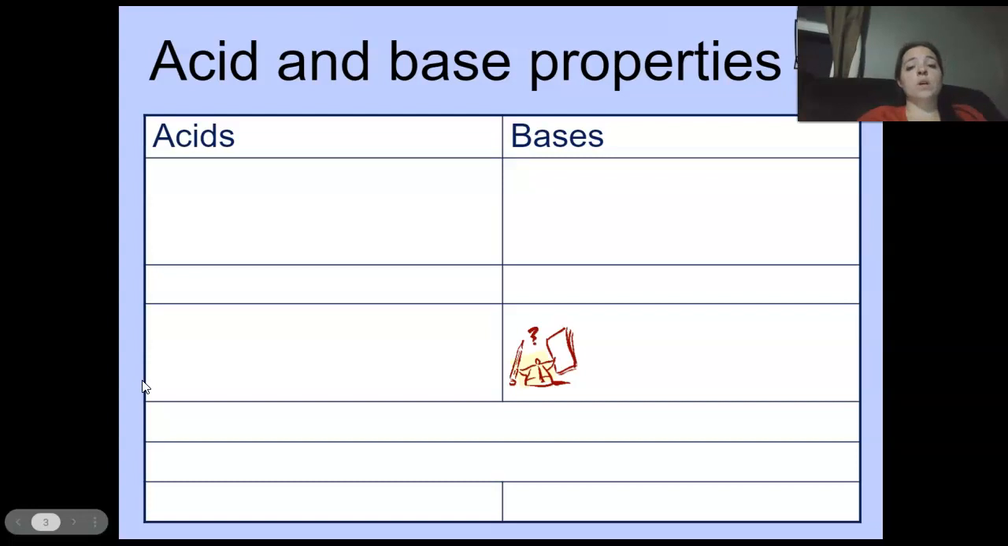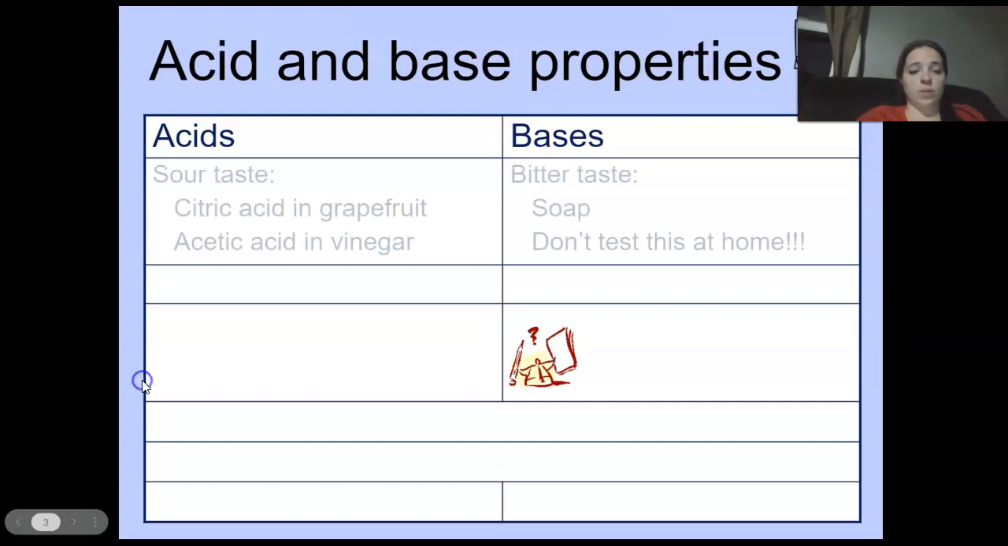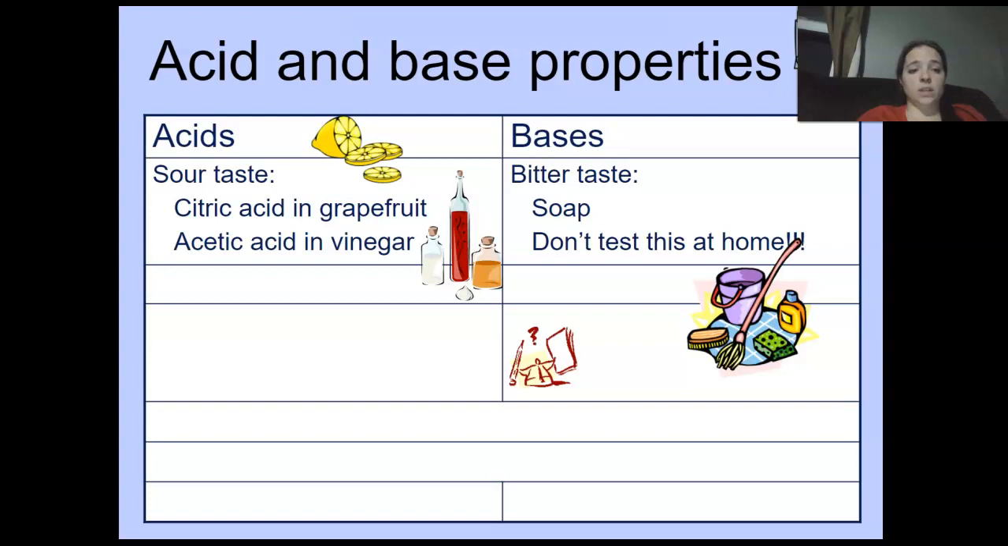All right, so here's some typical properties of acids and bases. First off is taste. Acids tend to be a little bit sour. Think of citric acids in grapefruit, lemons, acetic acid, and vinegar. And then you have bases, which is soap. Please don't try this at home. Don't be licking soap. Just know that it tends to have a bitter taste.